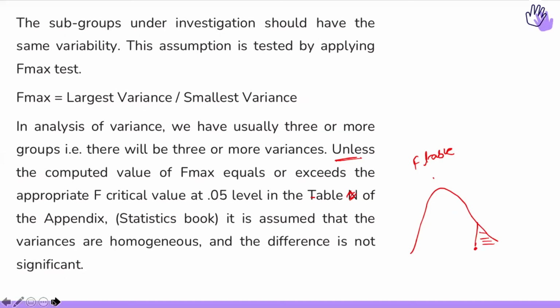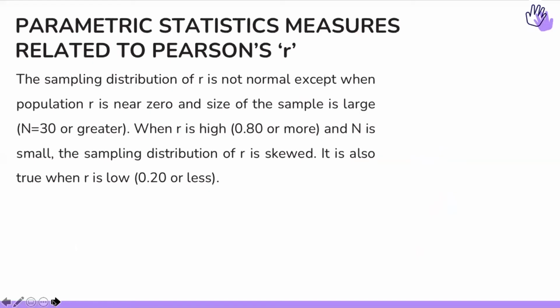Now, let us study this parametric statistics measure related to the Pearson R. The sampling distribution of R is not normal except when the population R is near 0 and the size of the sample is large, that is n is equal to 30 or greater. When R is high, that is 0.80 or more, and n is small, the sampling distribution of R is skewed. And it is also true when R is low.